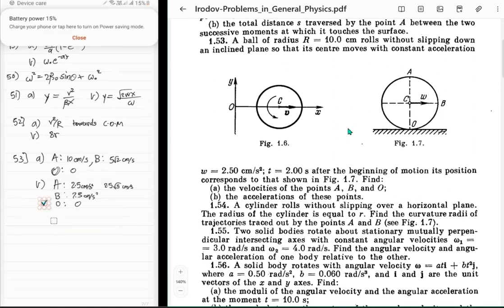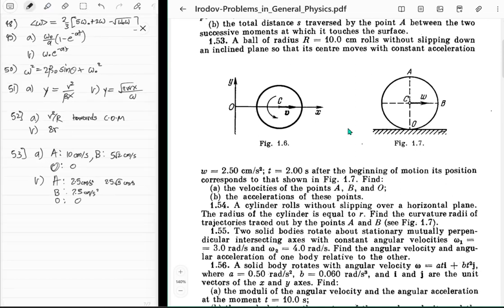Okay, next question. Yeah, I know. Just put it on charging. Okay, let's go to 54. Just wait a second. Right.